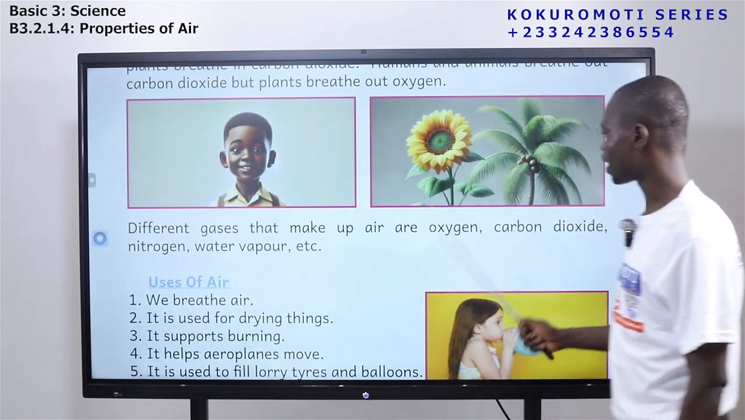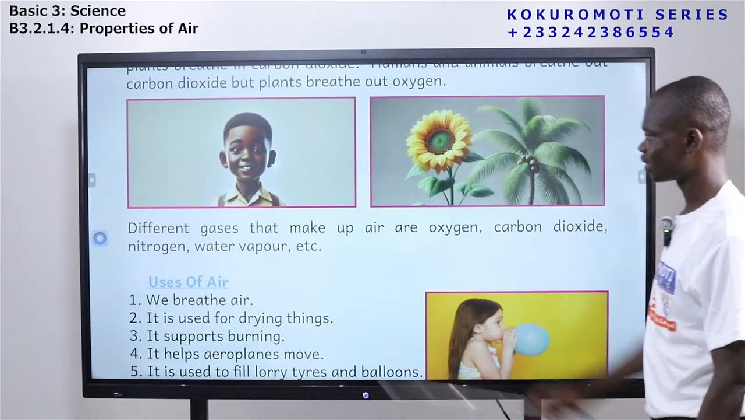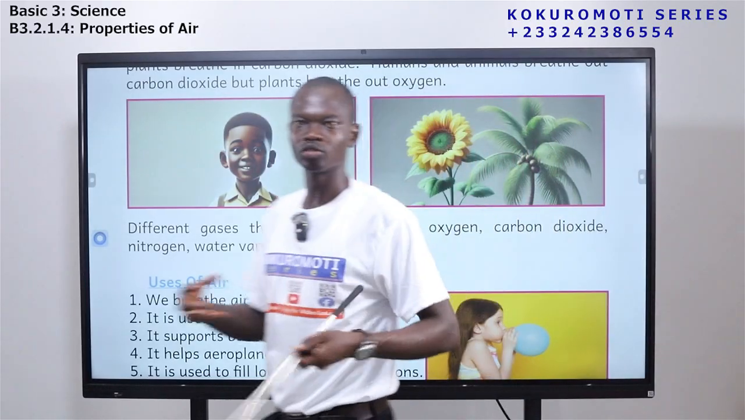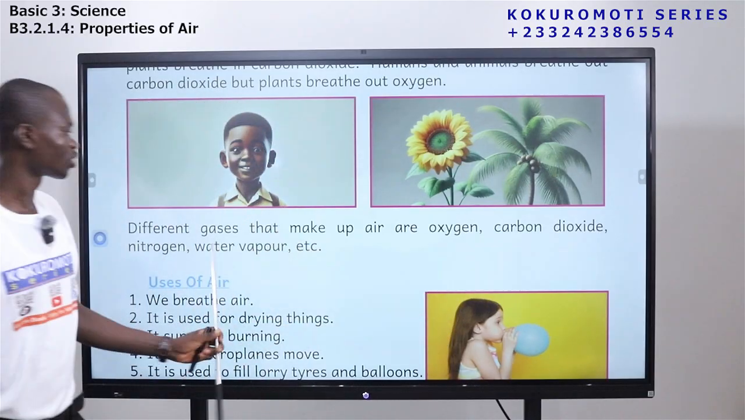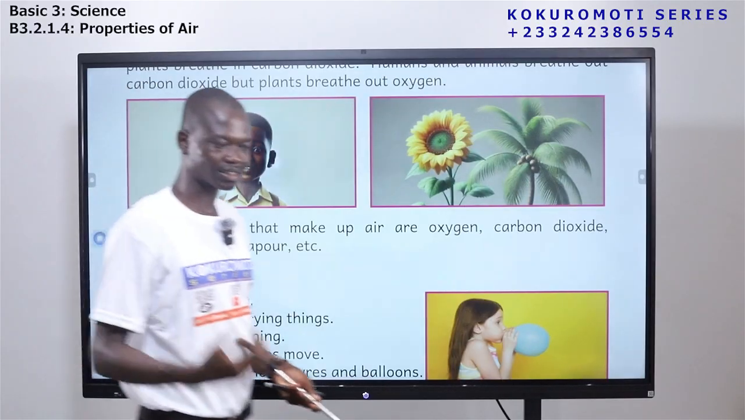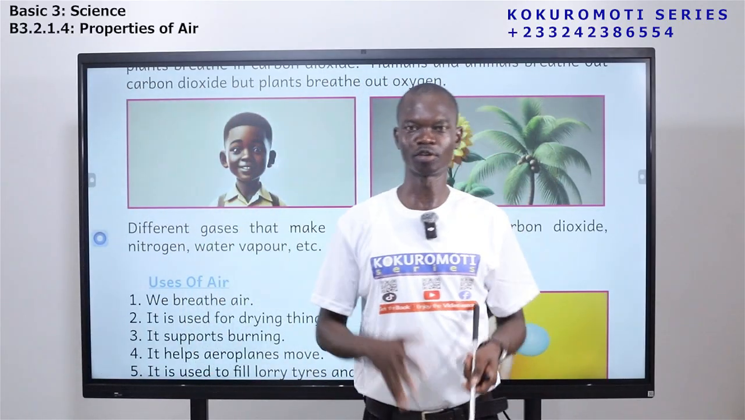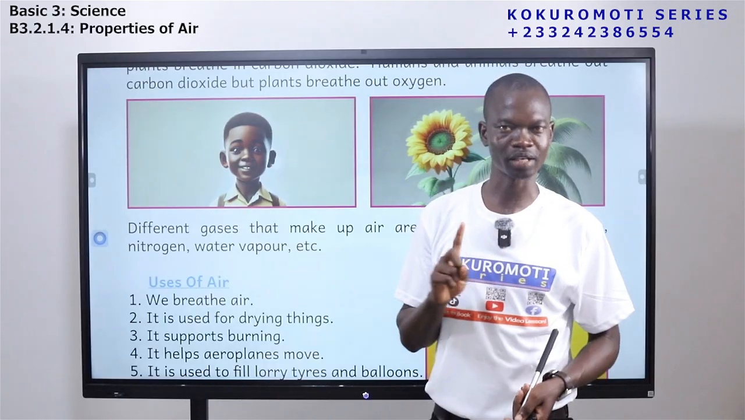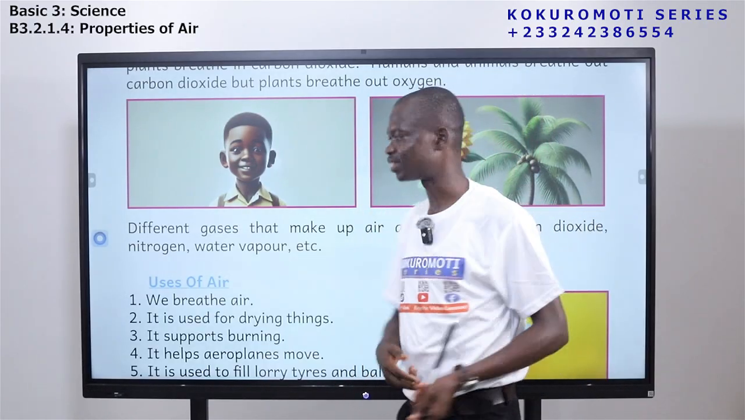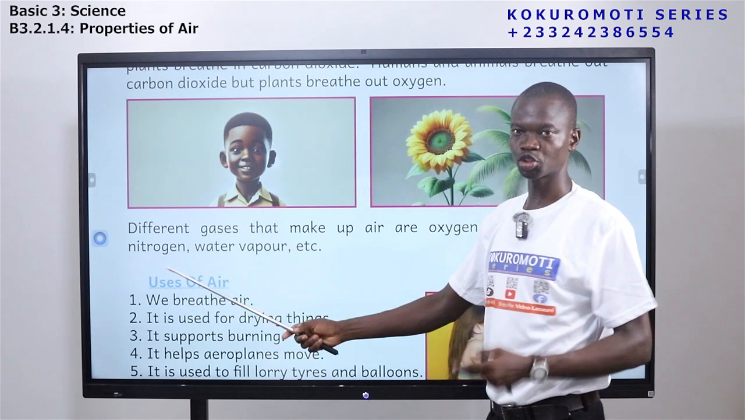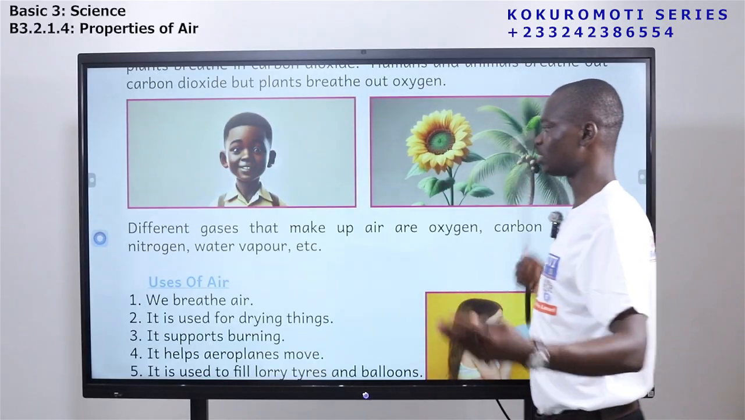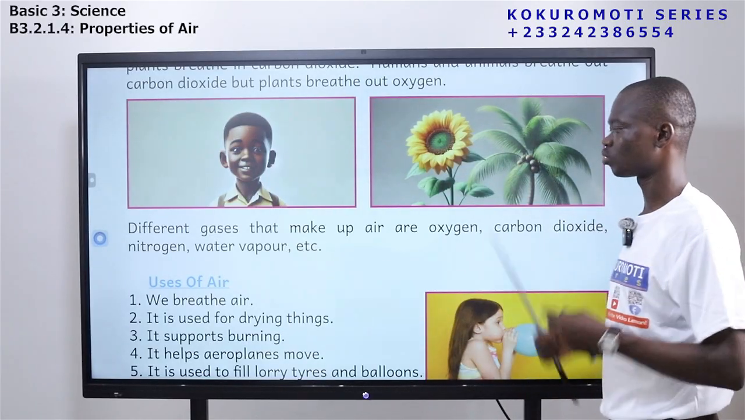Different gases that make up air are oxygen, carbon dioxide, nitrogen, and water vapor. So the gases that come together to form air, they are here. So in an exam or wherever you go, if you are asked to give examples of gases that come together to form air, you should know that what we breathe in is one. We breathe in oxygen. What we breathe out is another gas, which is what? Carbon dioxide. Apart from that, we have nitrogen. It's a gas. We have water vapor. It's also a gas. And they all come together to form what we call air.